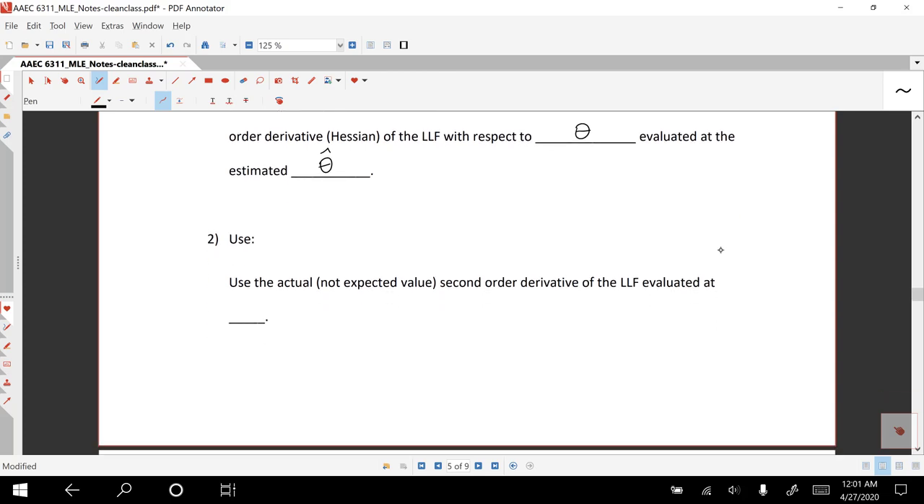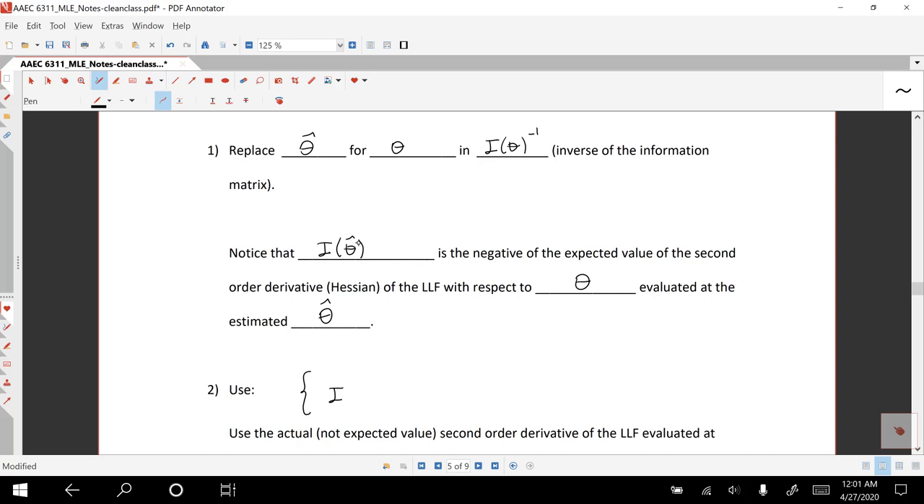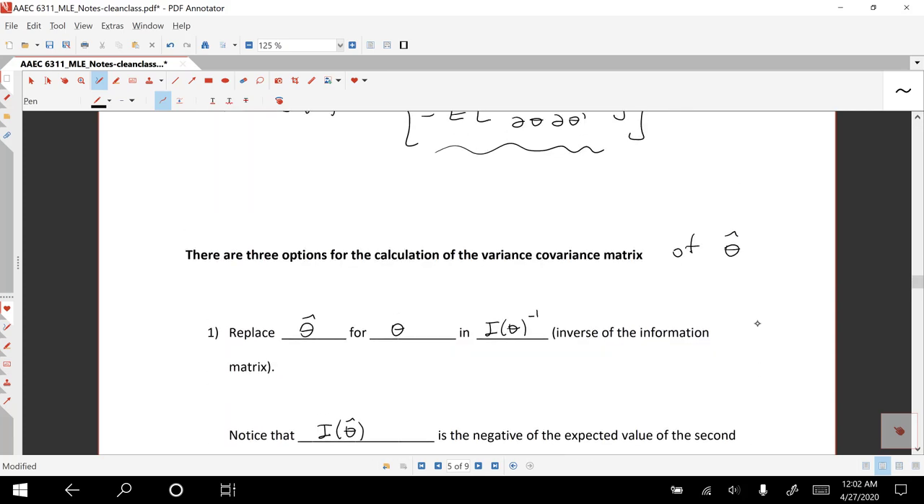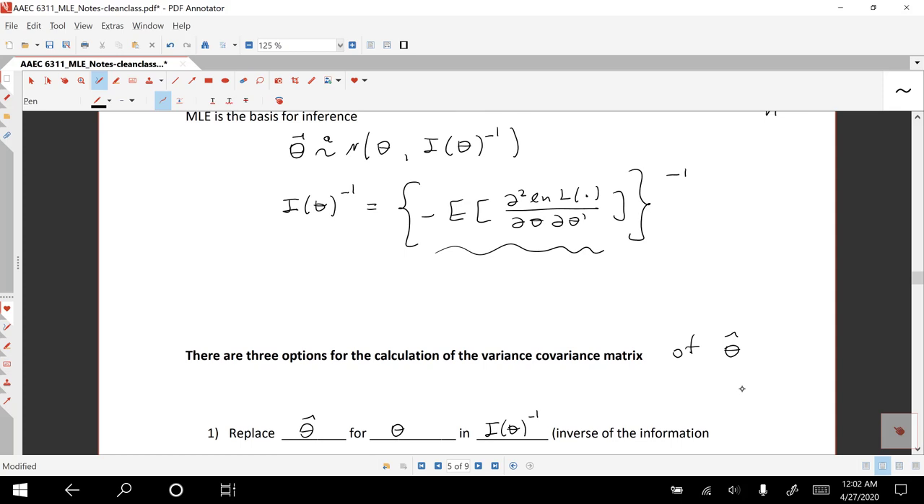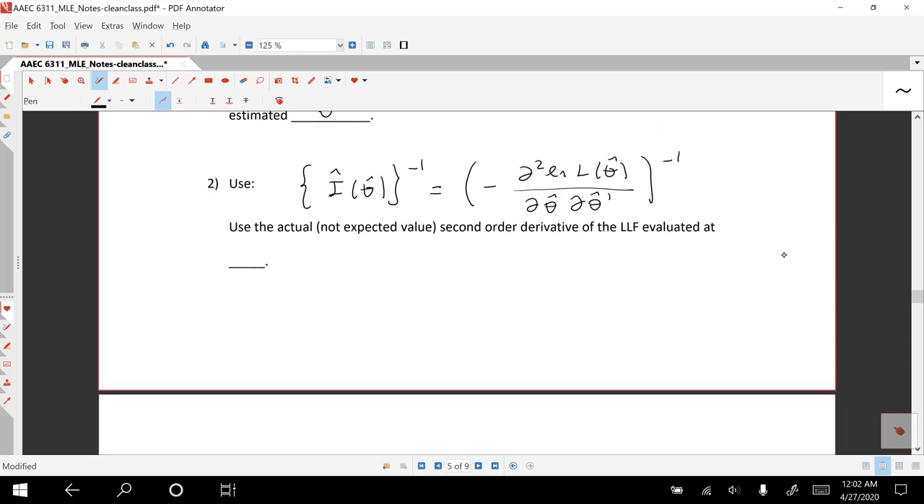The second option is that instead of using the inverse evaluated at theta hat, we're going to use an estimate of that inverse, and we'll calculate the inverse of that matrix. That estimate is just the second derivative. We do not calculate the expected value. They look very similar, but there is a difference. In the first, we take the derivative, then calculate the expected value, and get a certain expression. Here, we just take the derivative and plug in the values that we estimated. So here, again, we use the actual, not expected, value of the second order derivative of the log likelihood function evaluated at theta hat.